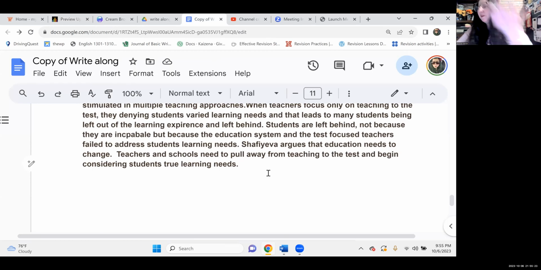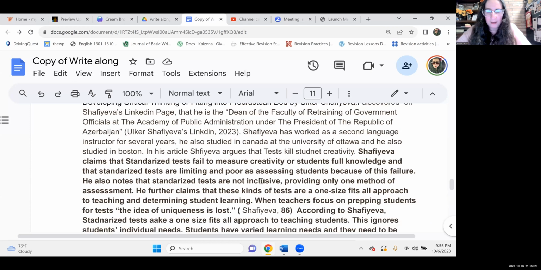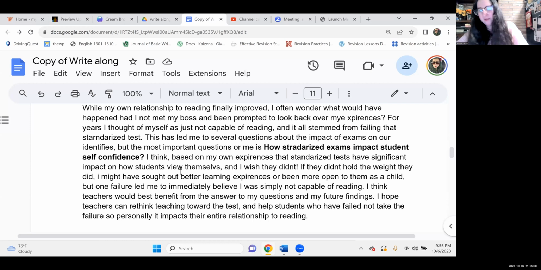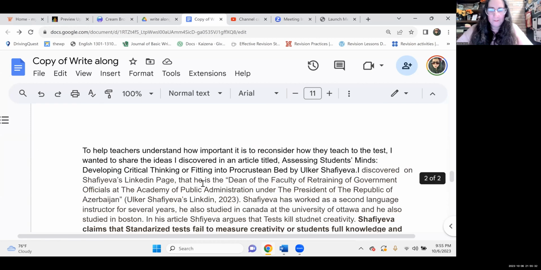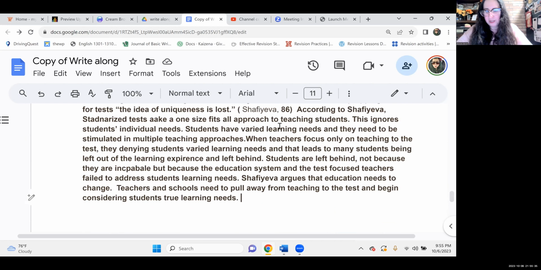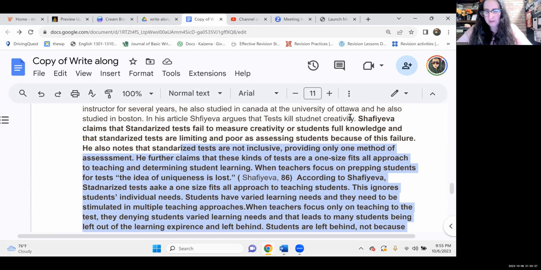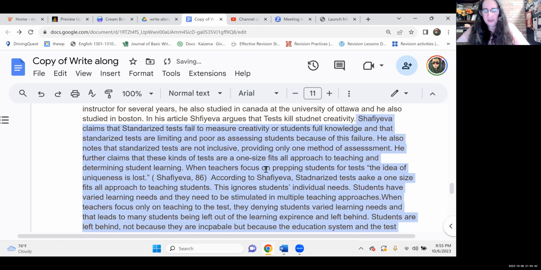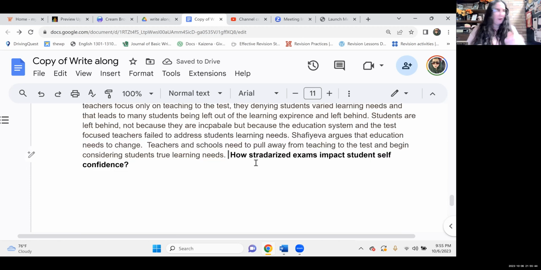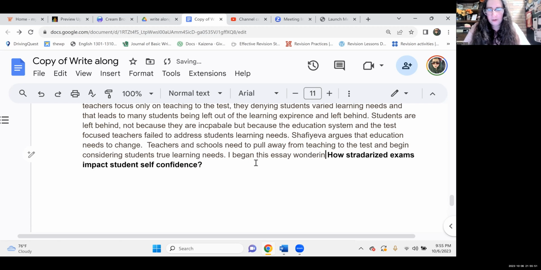Usually, sometimes I like to bring the question right back to just deal with it directly. And that's why I often like to bold my question in my essay writing. And I'm just going to bring it right back down here. I'm going to change all this stuff that was bolded before. I don't want to confuse myself. I'm just going to bring the bolded question down here. I began this essay wondering how standardized tests impact student self-confidence.